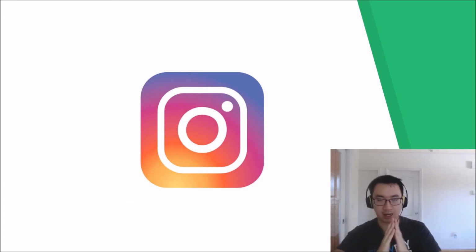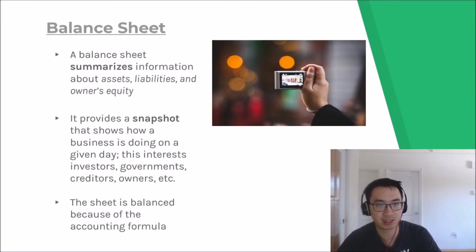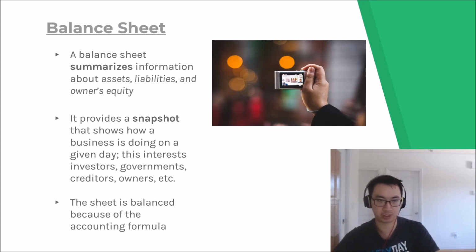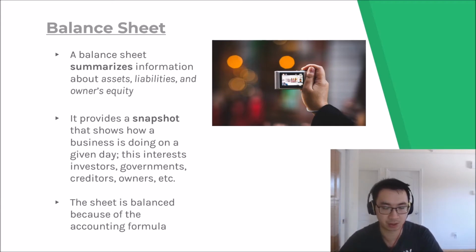Everything stops. And we look at our assets, liabilities, and equity, and we measure everything at that specific date and time. So it summarizes the information on the assets, liabilities, and owner's equity, which is the net worth. And it's a snapshot of how the business is doing on a specific day. And this is interesting to the investors, the government, the creditors, and the owners, because you want to know how much you own, how much you owe to which individual or company, and you want to know it at a specific time. So you're going to file a tax return, prepare financial statements, and it's all going to be based on this one specific date.